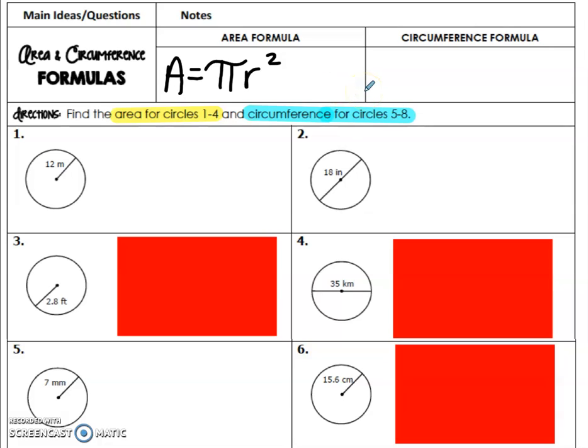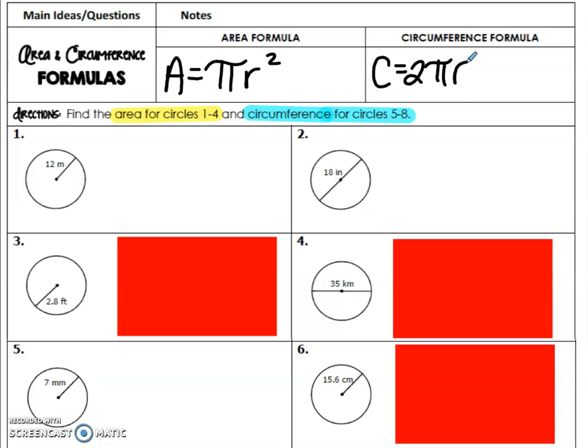And for circumference, circumference is the outer part of the circle, so think of a pizza crust. And area would be the inside of the pizza, so like the dough, the pizza sauce, all that to cover it. And circumference is going to be the crust, so that's going to be 2 times pi times your radius.